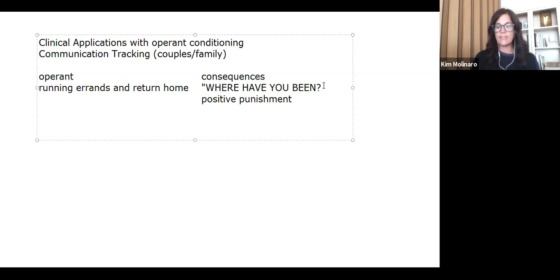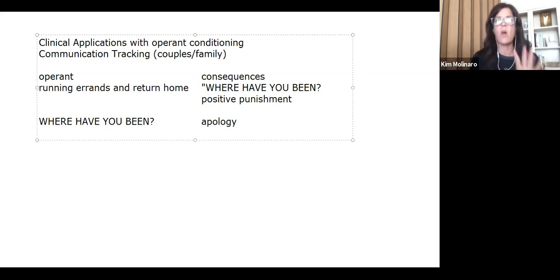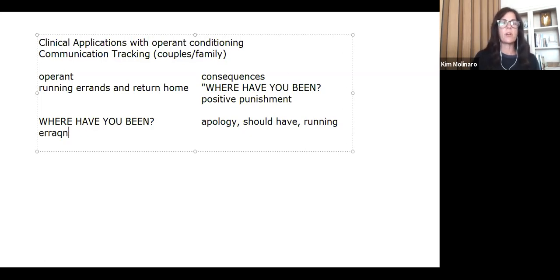Then, every action has a reaction, and that action brings new reactions. So in response to that really strong "where have you been," let's say that the person responds with an apology. This can happen. "Oh, I'm so sorry. I should have told you. I was running errands to, you know, whatever it is." So the person kind of apologetically explains what's going on.